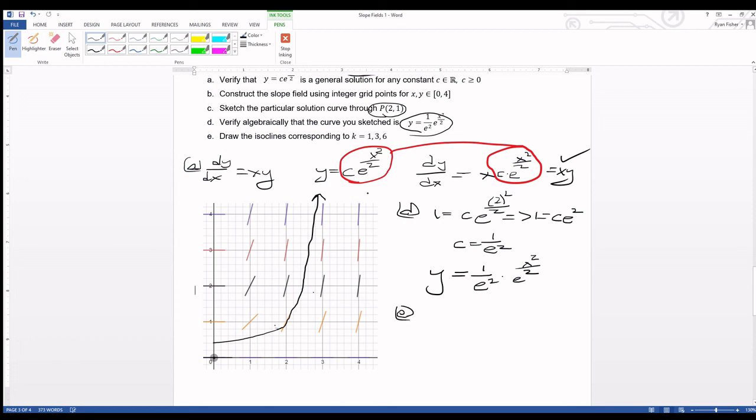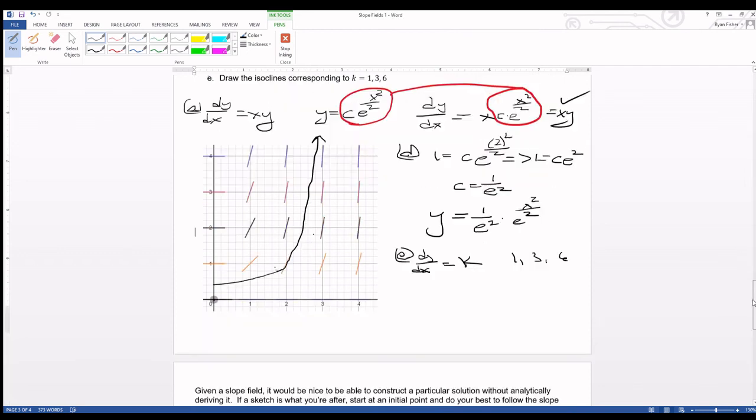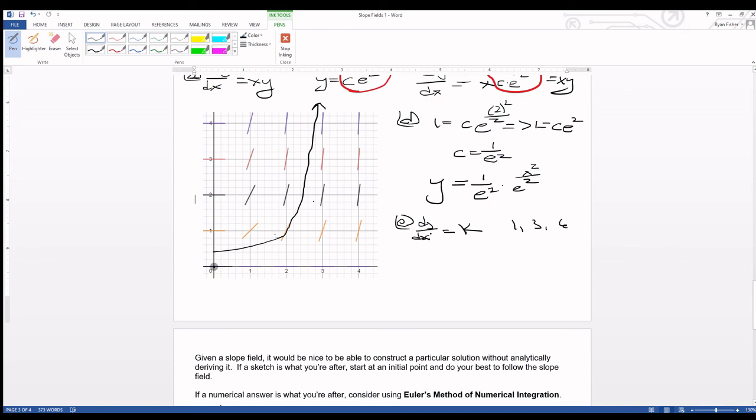all the coordinates, or be able to describe all the coordinates where dy/dx is equal to each of these k values: 1, 3, 6. We can find maybe the first one, and then it'll clue us in on how we can do the rest. So for the first isocline, I want to set dy/dx equal to 1. But note this is also equal to x times y. Meaning if I could rearrange this equation to be a function of y, then I could use that to graph and find all the coordinates here.